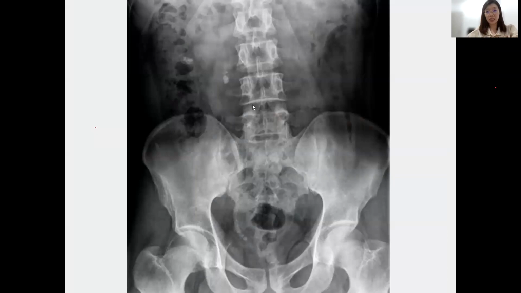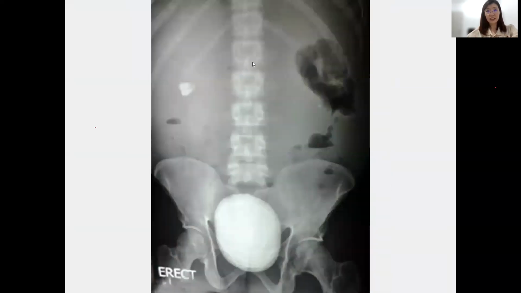So this one is a calculus here at the ureter and also at the right lower pole of the kidney. So these are urolithiasis. And then this one, can anyone answer? Easy one.